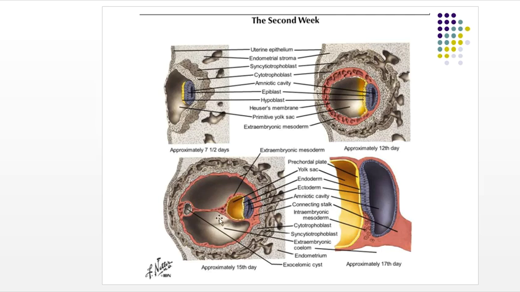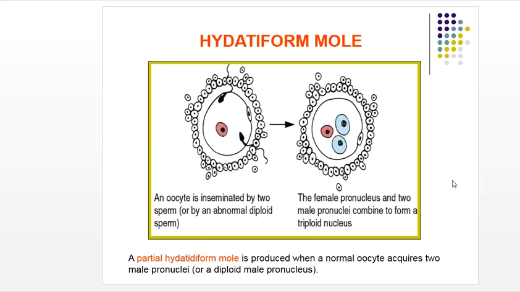At approximately 15 days you can see the remnant of the primitive yolk sac, named the exocoelomic cyst, and here the yellow color is the yolk sac. Here is the secondary or definitive yolk sac, the roof of which is made by the hypoblast. Here is the amnion cavity, and the floor of this cavity is formed by a columnar layer, the epiblast cell layer.